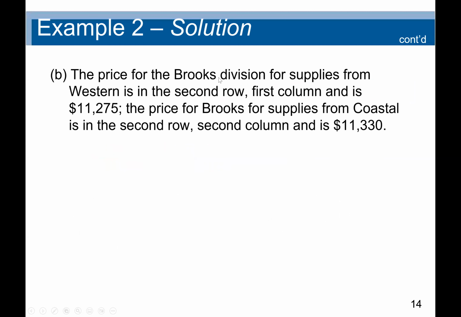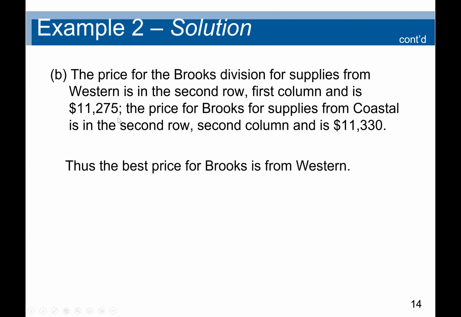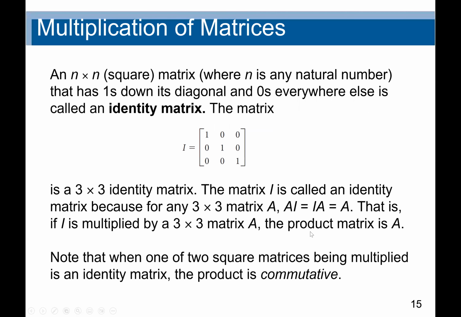Then B, the price for the Brooks division for the surprise from Westing is in the second row, first column, and that was 11,275. The price for Brooks for the surprise from Costa is in the second row, second column, is 11,330. So the best, just a slight difference, we would take 11,275. So we say the best price for Brooks is from the Westing, because Costa is 11,330, a difference of 55.